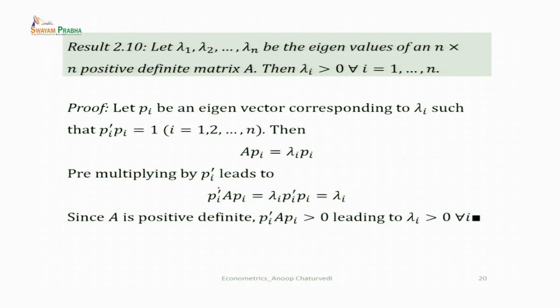And since P i transpose A P i is a quadratic form and A is positive definite, this quadratic form is always greater than 0, and this leads to the result that lambda i is greater than 0 for all i. So, in this lecture, we have discussed different basic definitions and results of matrix algebra, which we may require in subsequent lectures.